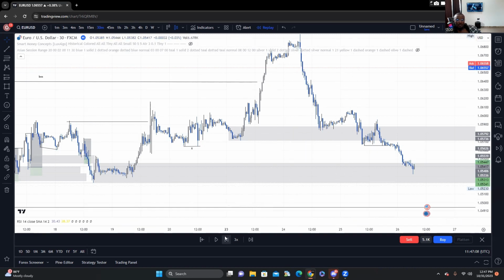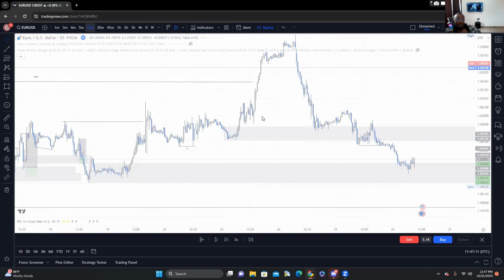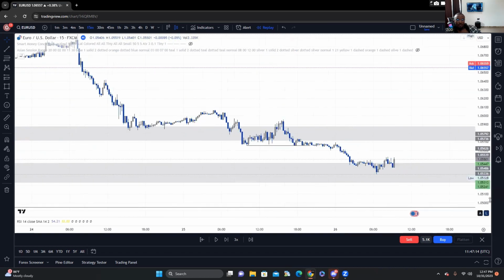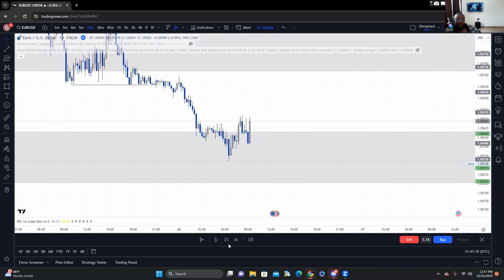So let's look at it from maybe a smaller time frame. So now, on the smaller time frame, what can we see on the 15 minutes? We see that price came down, went up, break of structure, then took out this high here. This is a change of character.